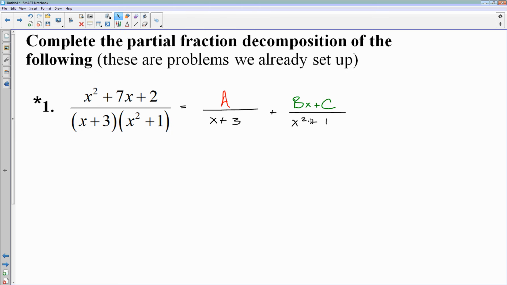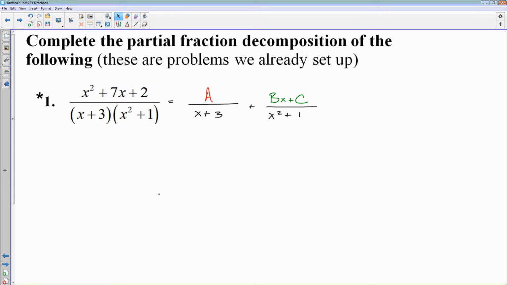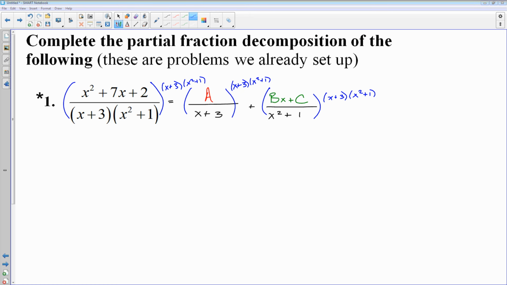Okay, so this is the very first problem we did, and we've already set this one up. So I'm going to show you what happens when we try to solve. Just like the other partial fraction problems we've done, we're going to start by multiplying everything by the common denominator. So I'm going to multiply everything by (x + 3)(x² + 1). So let me do that real quick. There we go. And then we want to see what cancels.